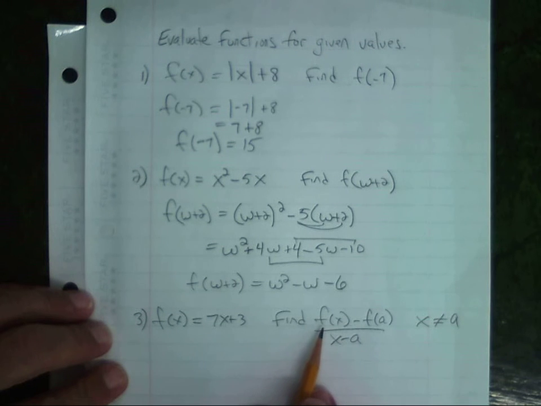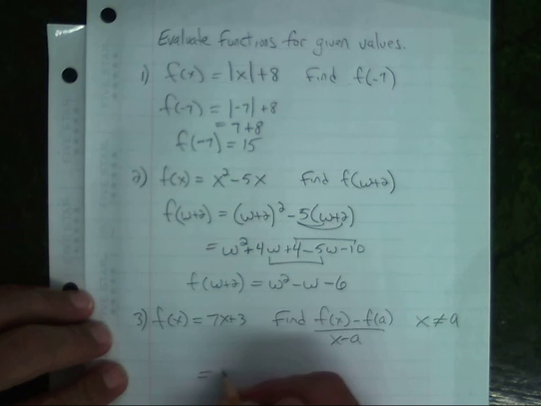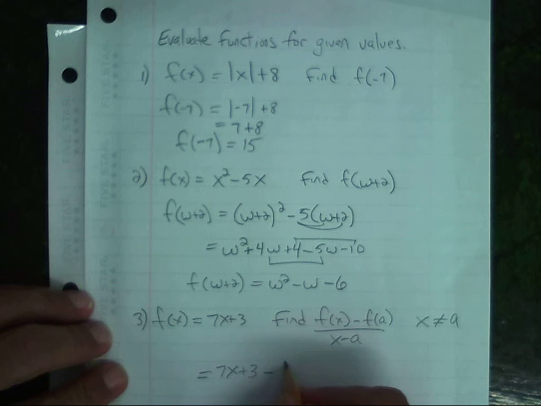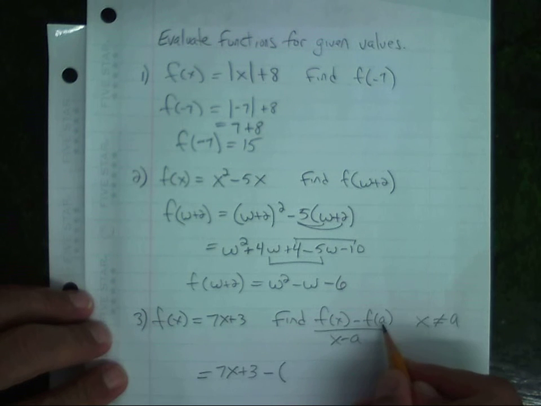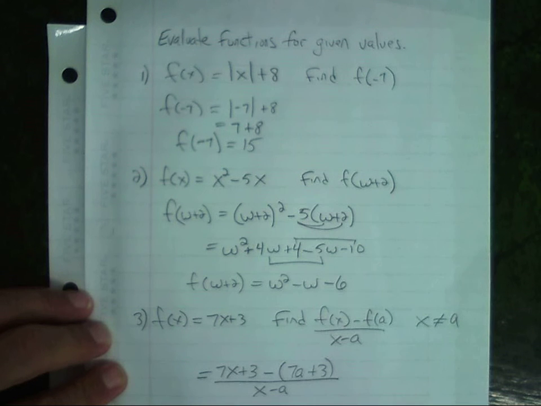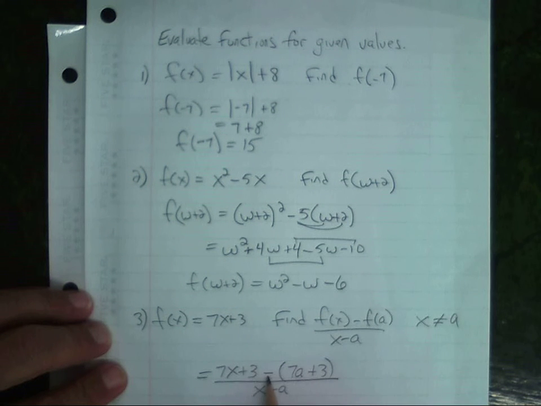We start making our substitutions. F of x. We know what f of x is. 7x plus 3 minus f of a. So we're taking the a and replacing the x. And that is over x minus a. We were subtracting f of a. Notice I put what we were subtracting, that f of a, inside a parenthesis because we have to remember the -1 and distribute the -1.